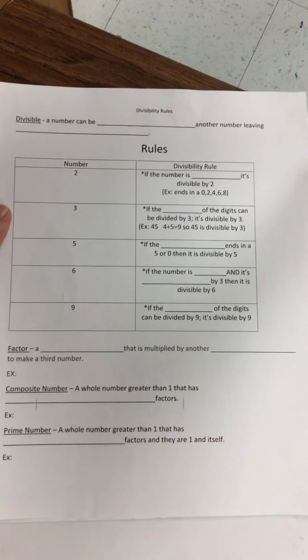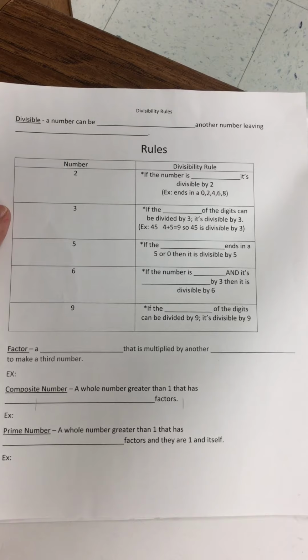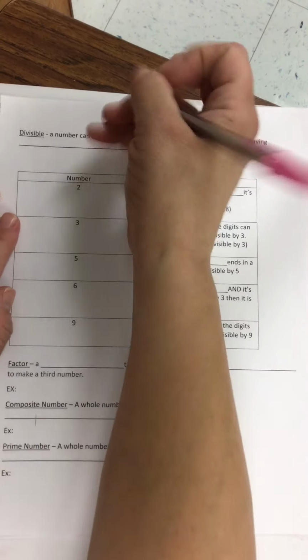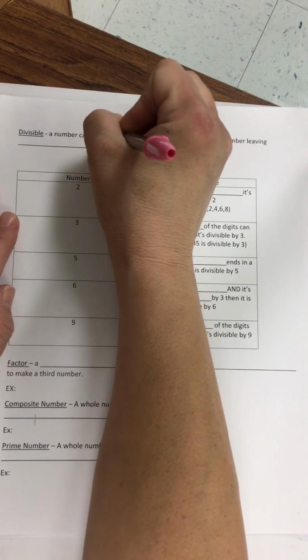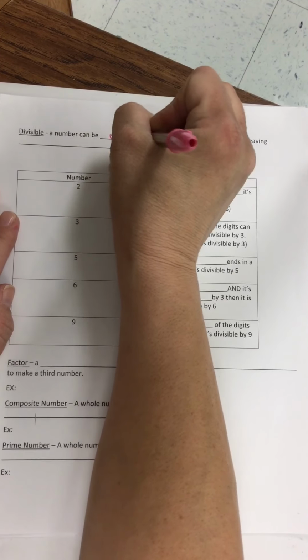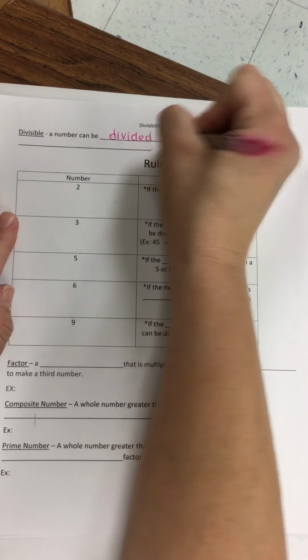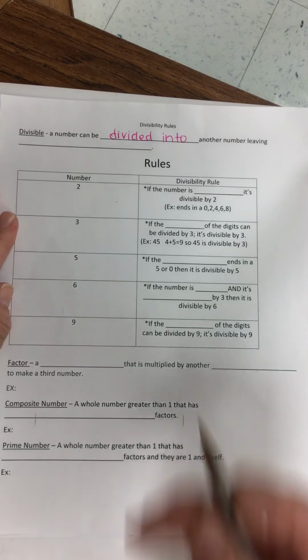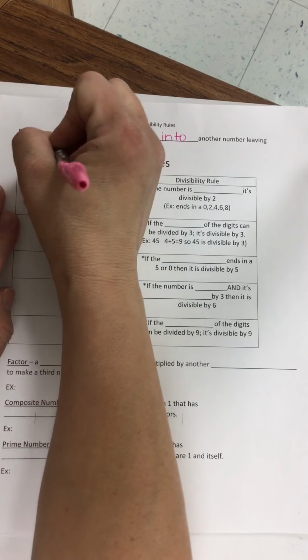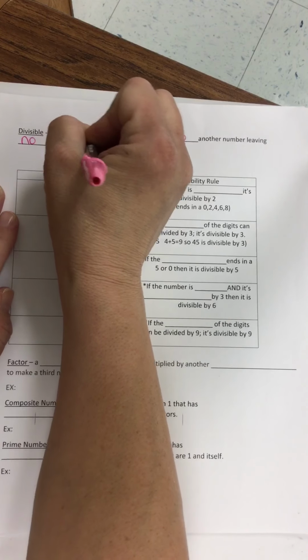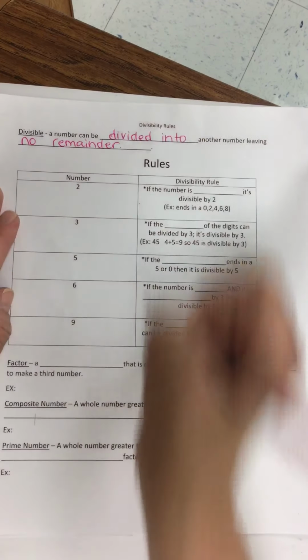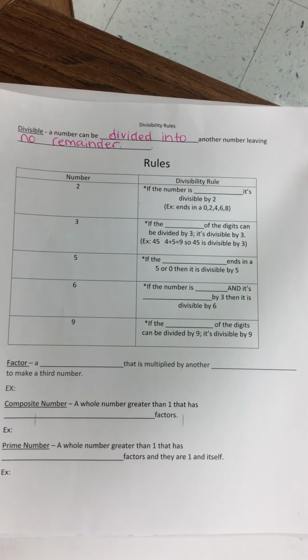Okay, today we're going to start with the divisibility rules. And divisible means a number can be divided into another number, leaving no remainder. Okay, so let me write that, remainder. So what that means is that if a number is divisible by another number, you can divide it with no remainder. Okay?